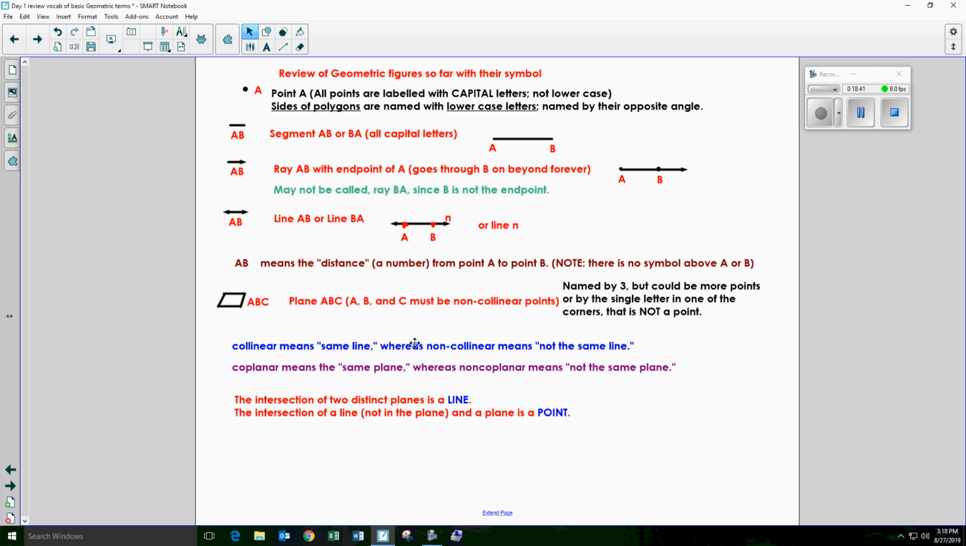Then we have collinear means the same line. Non-collinear means not the same line. Coplanar means the same plane. Non-coplanar would be not the same plane. Remember, non means not. The intersection of 2 distinct lines, distinct means different, is a point. The intersection of a line in a plane and a line not in the plane is a point. A line not in the plane and the plane itself is a point. If the line was in the plane, then it's the entire line itself.